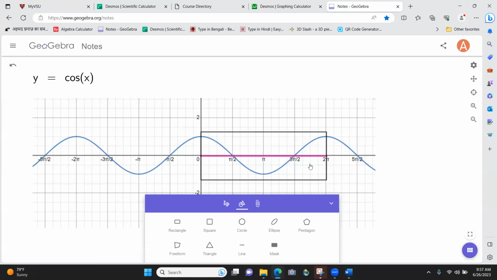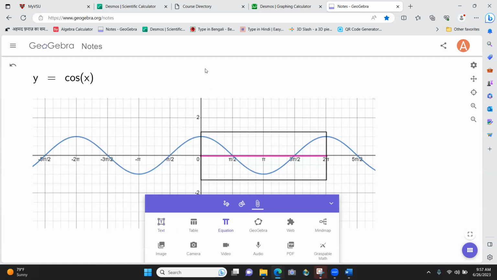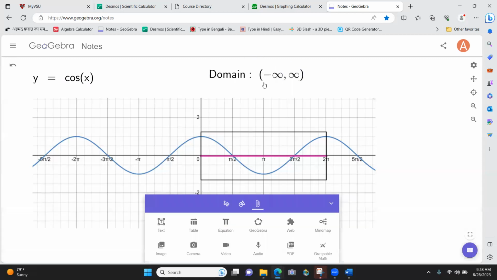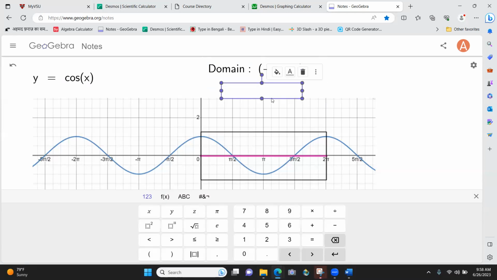So let me write down the domain and range for the cosine function. Once again, domain is all the acceptable x values. Just like before, you can put anything, any negative number, any positive number, no problem. You got the domain. What's the range? Just like before, the range is square bracket -1 to 1.